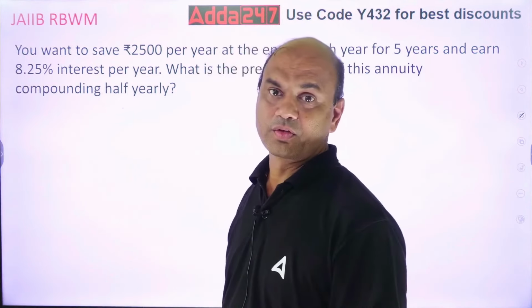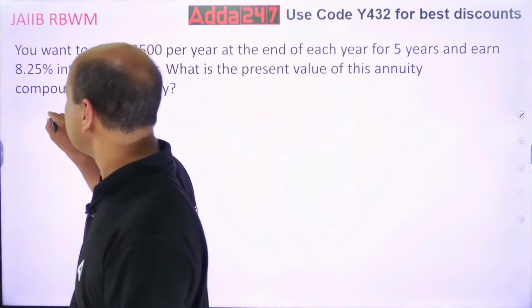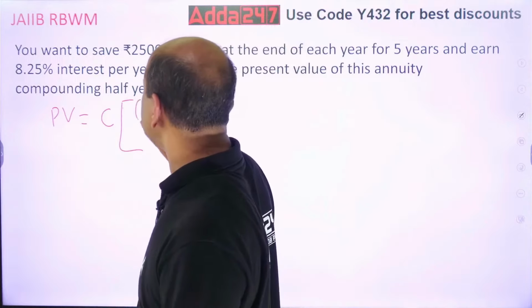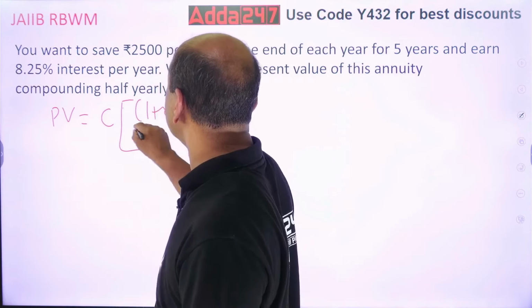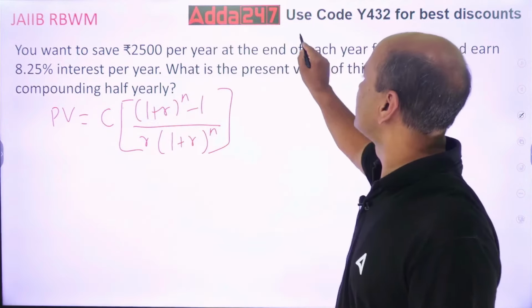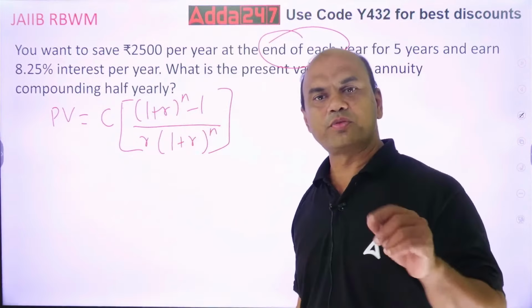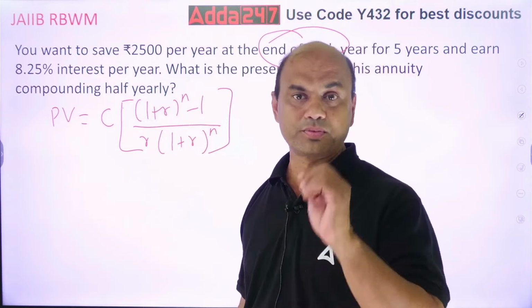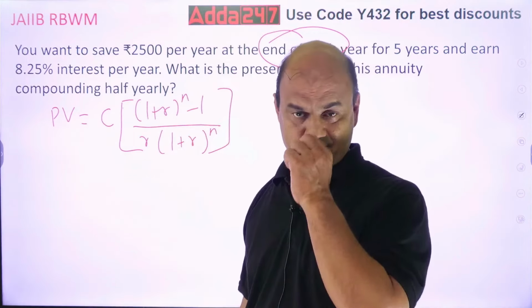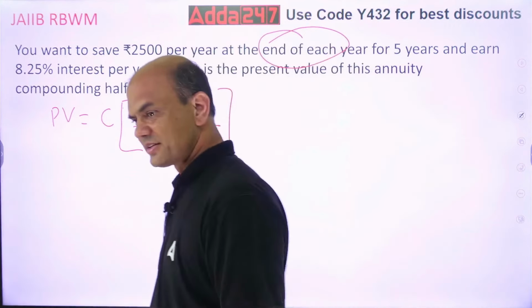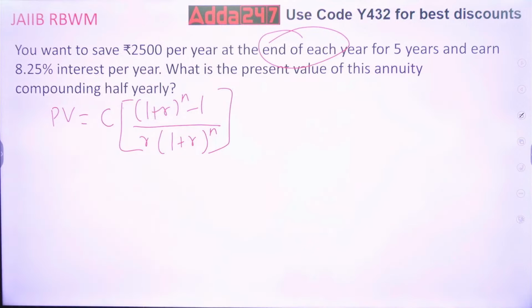What is the formula for present value? The formula for PV is like this: PV equals C into (1 plus R) raised to n minus 1, the whole upon R into (1 plus R) raised to n. See this, specifically it's mentioned at the end of each year. At the end of each year means what kind of annuity is this? Just type in the comment section. Is it ordinary annuity or is it due? How many of you are typing it correctly? Ordinary or due?